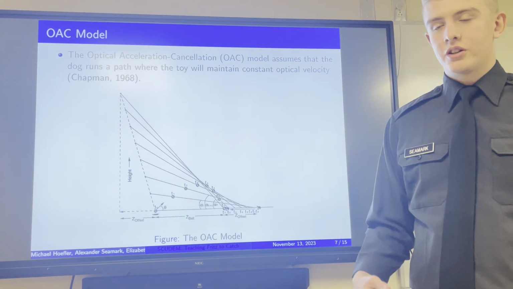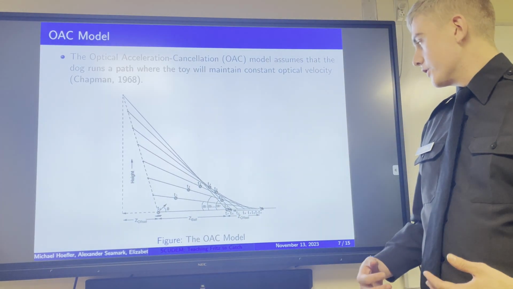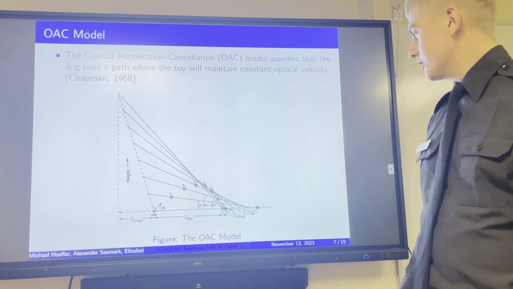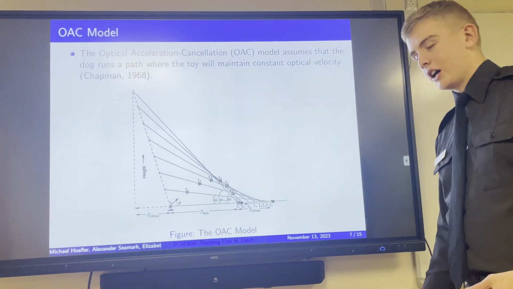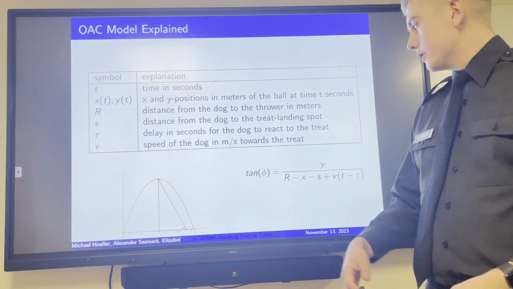if the item is changing acceleration, it's harder for the brain to calculate where it's going to land, and thus if there's no acceleration, it's much easier and more accurate, which allows for a better catch or a more likely catch. So this model shows it.